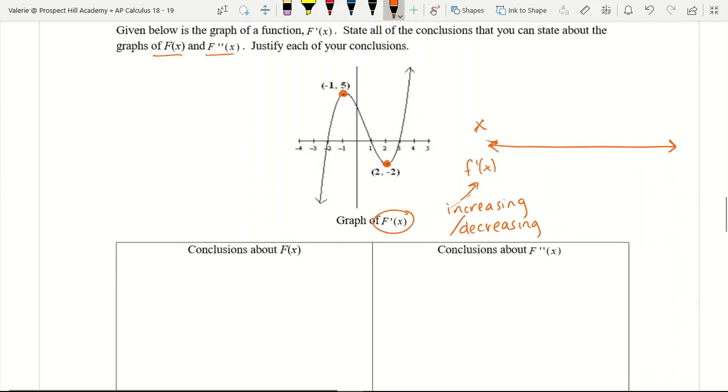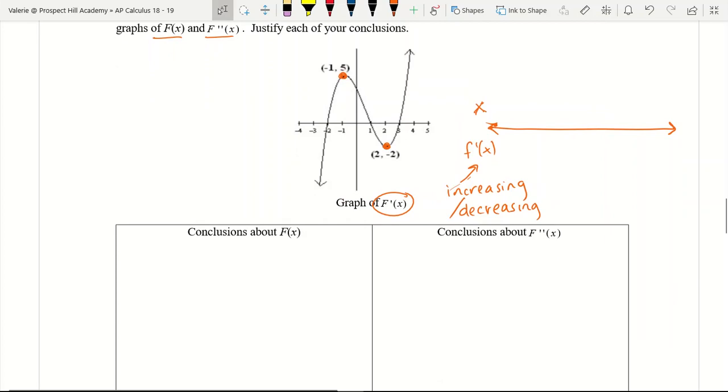So, using this information, you can make about 8 conclusions for f of x, and you can make about 4 conclusions for f double prime of x. Remembering that this is a polynomial, and we can identify the function type as well, just by looking at the zeros. Right? We have 1, 2, 3 zeros, so this function type is cubic.